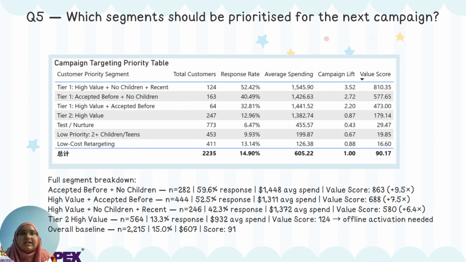The targeting table gives us the exact numbers. Tier 1 high value plus no children and recent has about 124 customers with a 52.42% response and a $1,546 spend, with a value score of 810, 9 times the baseline. Tier 2 high value, despite a similar spending at about $1,383, scores only 179 due to a 12.96% response rate. Same budget but a fraction of the return.